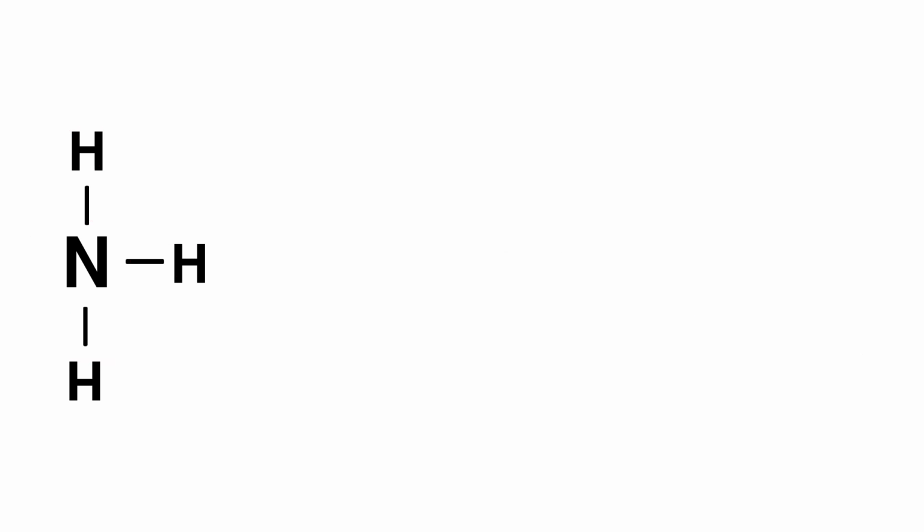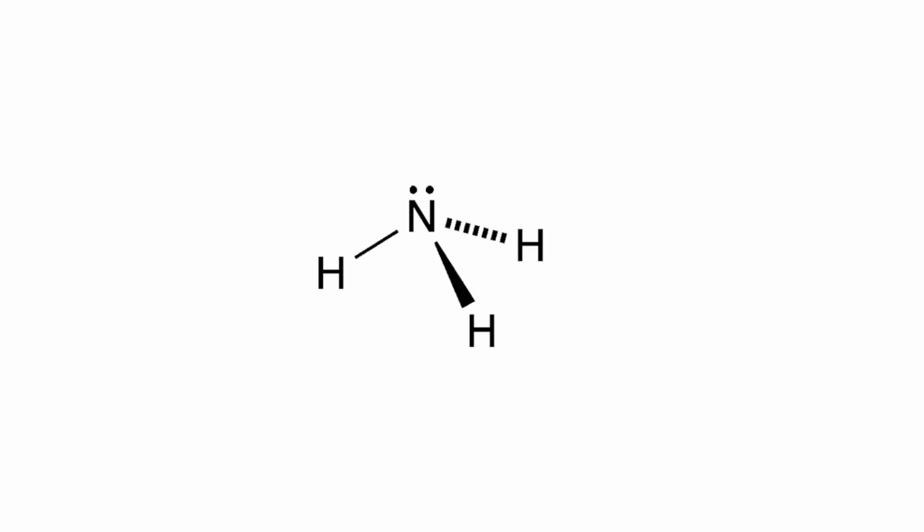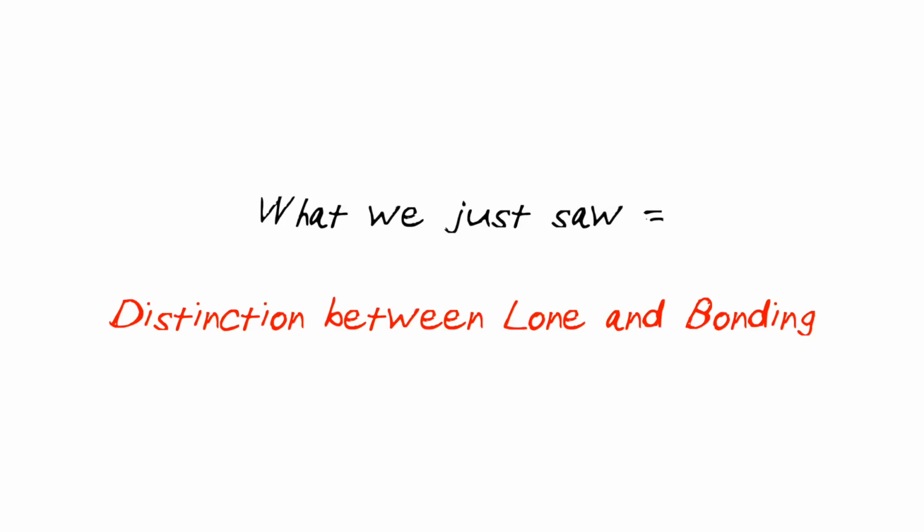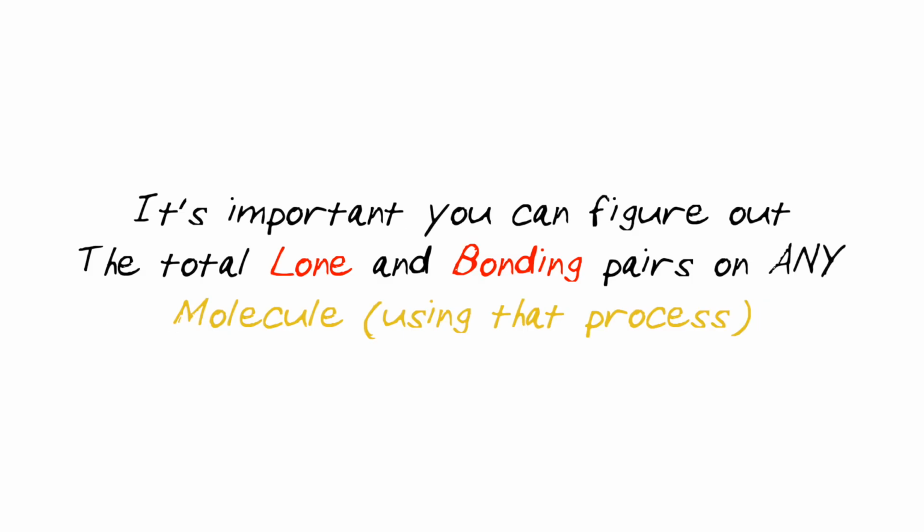On this diagram, they're not noted down, but if we bring back that spoiler from earlier, you can see that the lone pair is denoted by these 2 dots. We'll see plenty more of this later. That, though, is your distinction between lone and bonding pairs of electrons. And it's important that you know how to distinguish the amount of lone pairs and the amount of bonding pairs on any molecule. Let's practice what you've just learned.